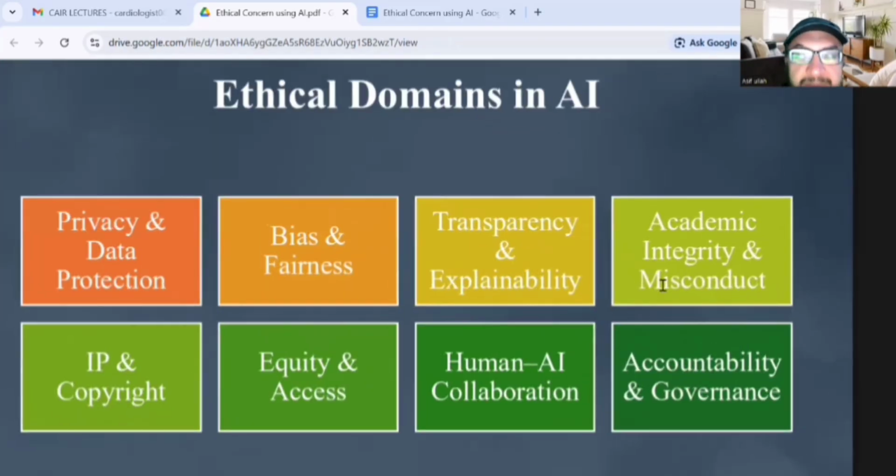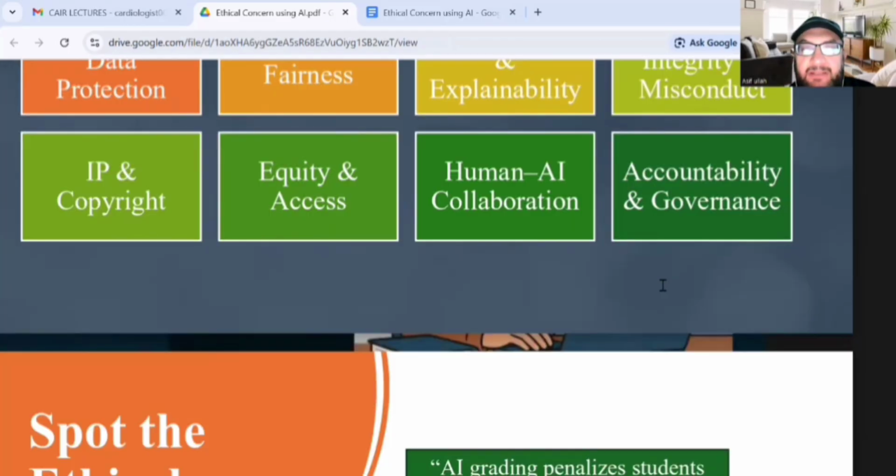So what are the ethical domains in AI? Privacy and data protection, bias and fairness, transparency and explainability, academic integrity and misconduct, copyright, equity and access, human-AI collaboration, and accountability and governance are the main issues for ethical domains in AI.